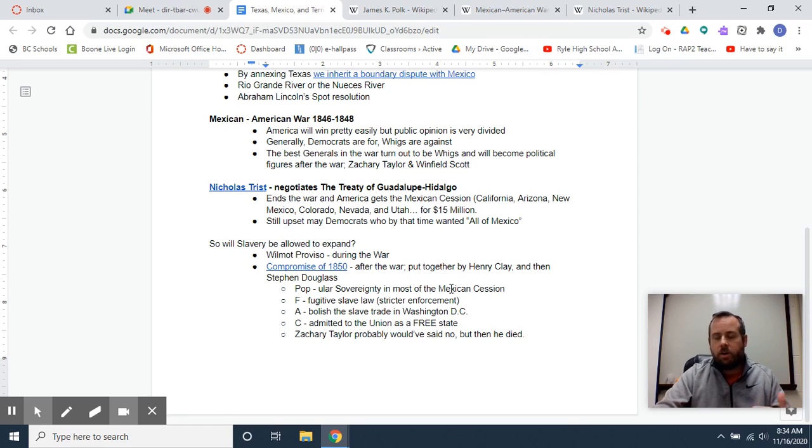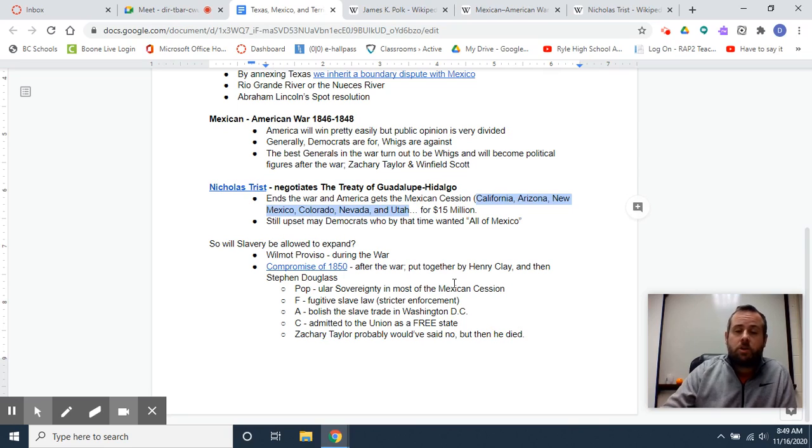So the final point of all of this, and this is where chapter 17 transitions into chapter 18, is, will slavery be allowed to expand into all of these territories, this Mexican cession? These areas fall outside the Missouri Compromise. Okay, so the question was, would slavery be allowed to expand into this territory? And it wasn't a question that just came up after the war.